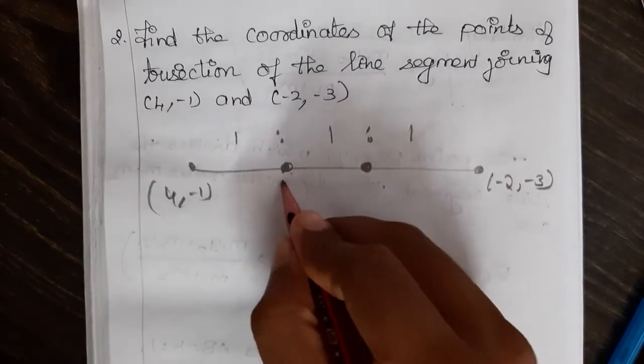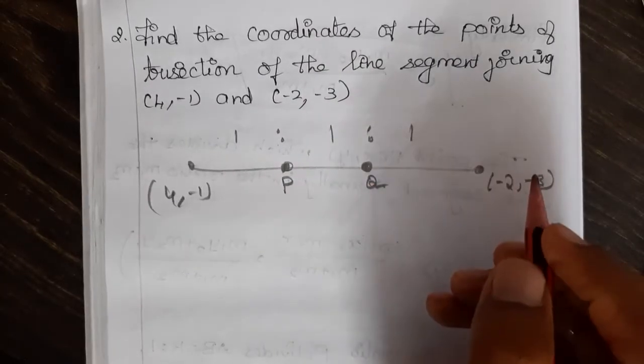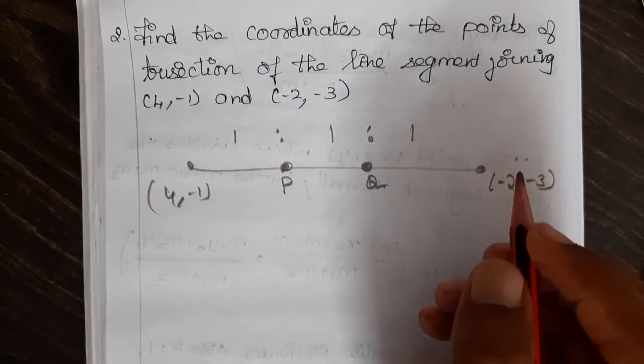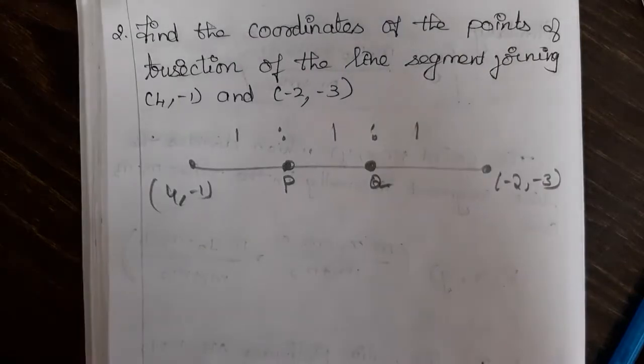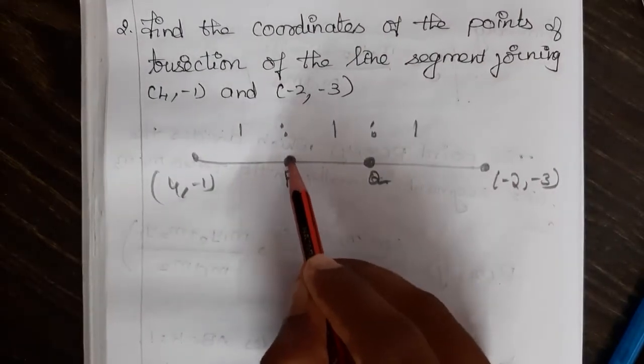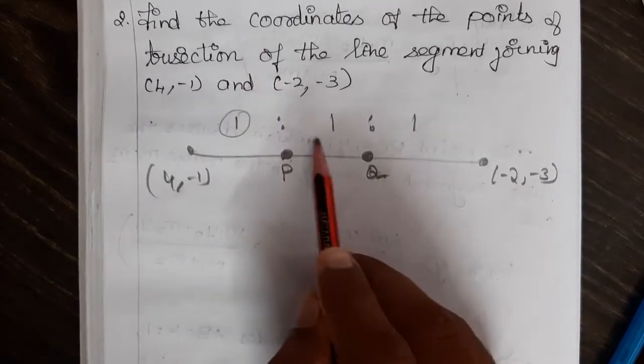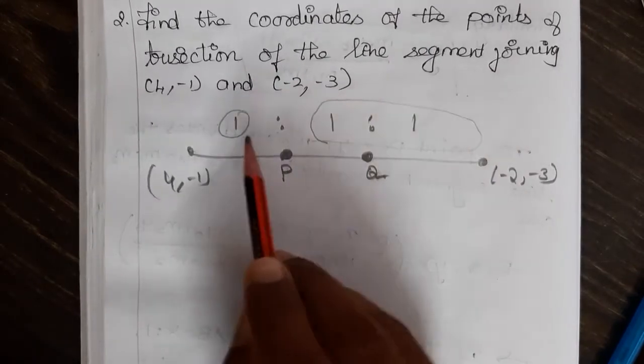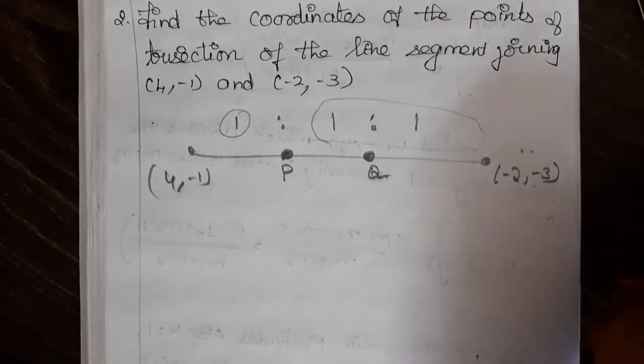Let me consider this as point P and this as point Q, right? So we know the ratios, and with that we can find them. If you're finding P, then the ratio here is 1 and this ratio is 2. So m1 will be 1 and m2 will be 2.